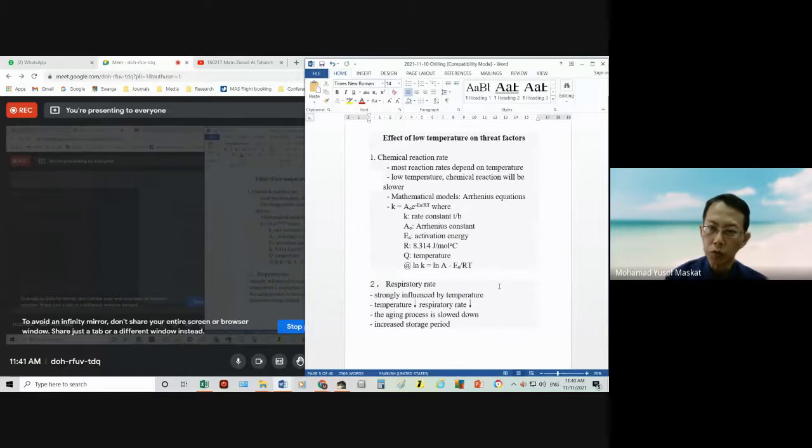First of all, we need to know what the effects of low temperature on the threat factors are. Then we will understand why and how low temperature prolongs the shelf life of food products. Among the main factors is chemical reaction.